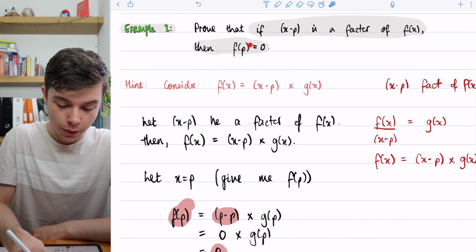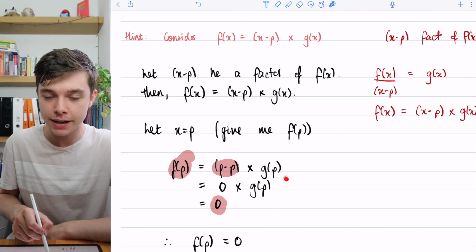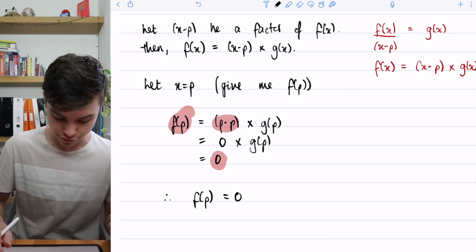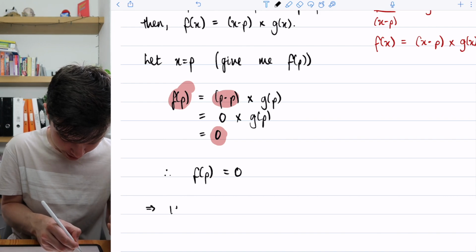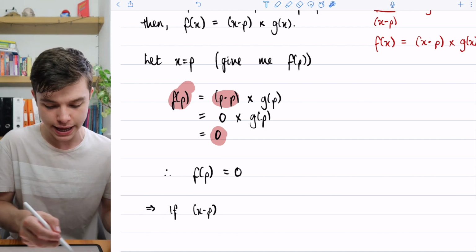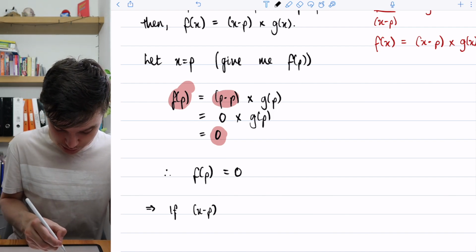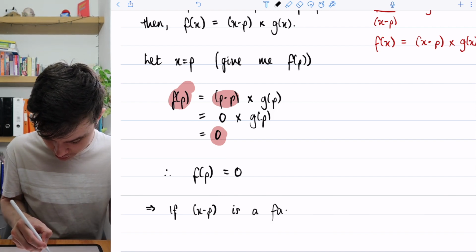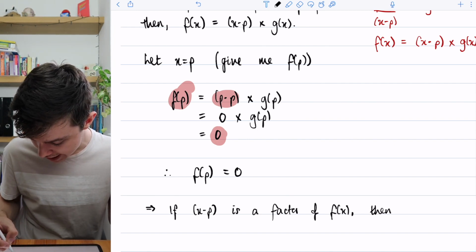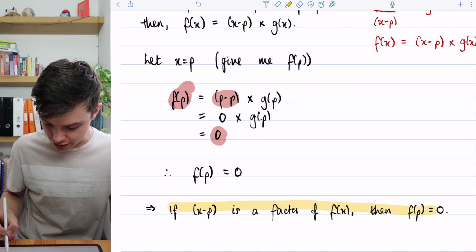But I also got that to work out f of p on the left-hand side here. Some algebraic manipulation is clearly going to give you 0, so you've proved what you need to prove. I could put a little implies sign there, which is just how I like to write my statement at the end. All of that proof implies that the statement is true. So if x minus p is a factor of f of x, then f of p is 0. And that's my finishing statement.